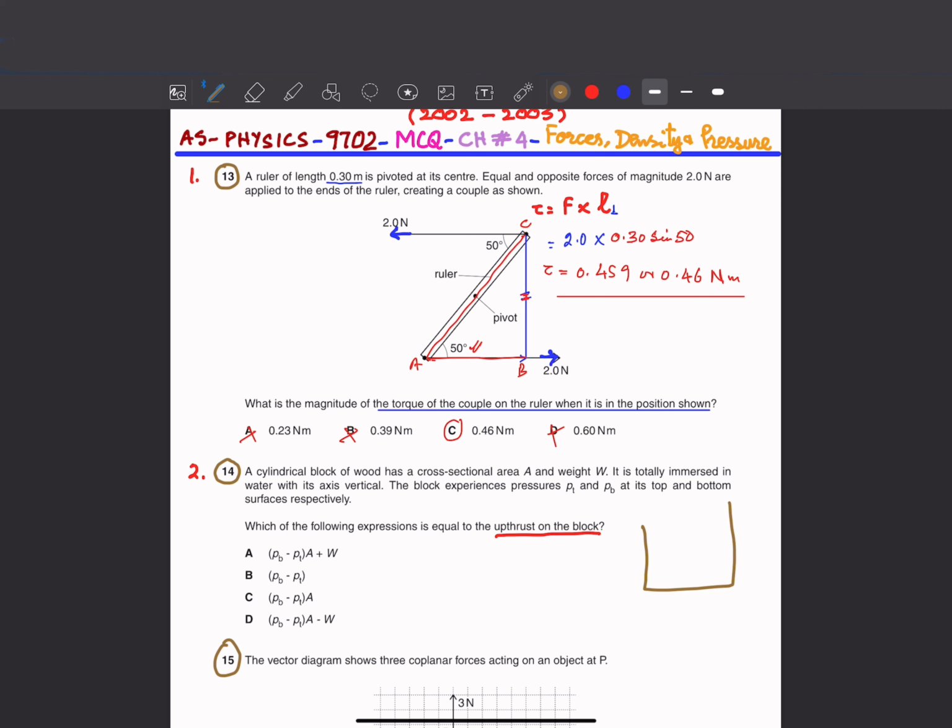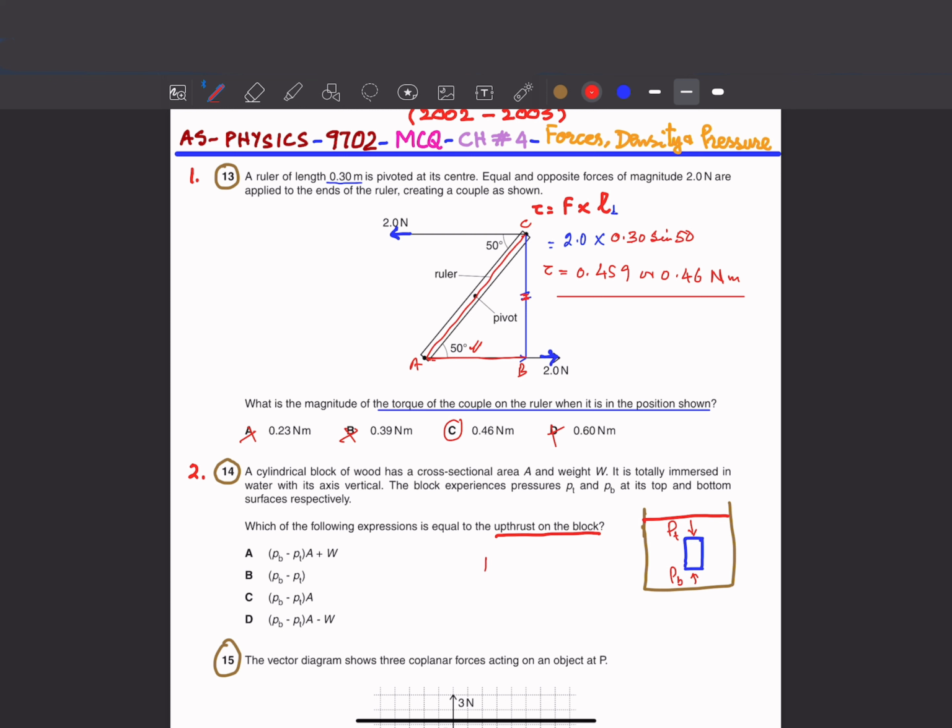You have, say, a container, and here you have a block, which is a wooden block. For the time being it's completely immersed in water. So what they are showing you is that the upward pressure, or pressure from this side, is PT, top pressure, and from here you have PB, bottom pressure. So you have to recall the force.